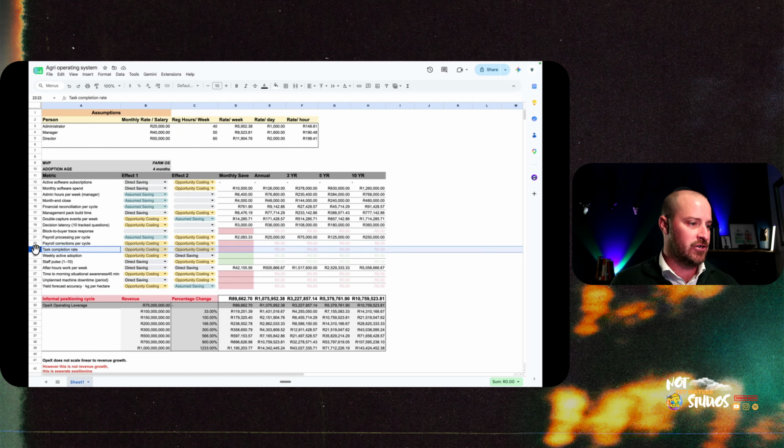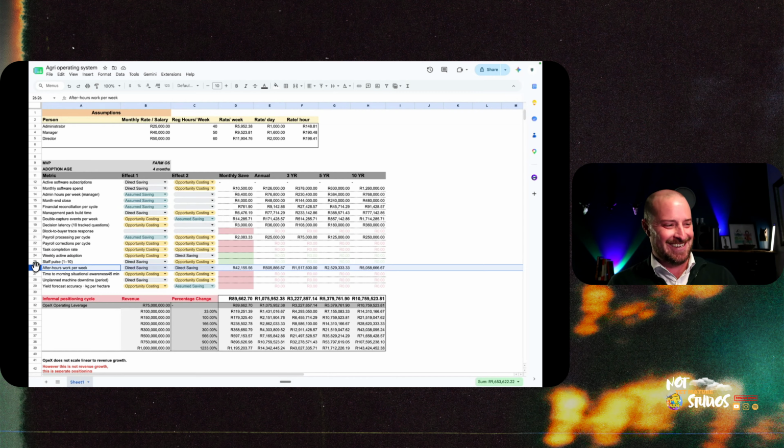The task completion rate was the same reasoning. The weekly active adoption was the same. The staff pulse was the same. But the after hours work per week, this is once again how we calculated this: on the administrator, on the manager, on the director, with a 1-1-1 ratio. That's 42,500 or 100 Rand direct, because they don't need to pay that overtime. They don't need to spend it. Which is a lot of money.